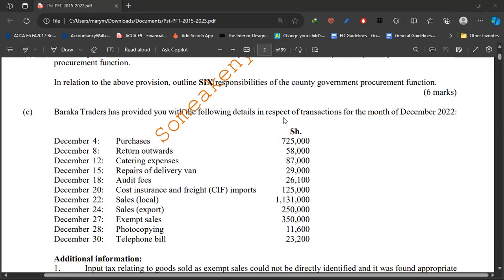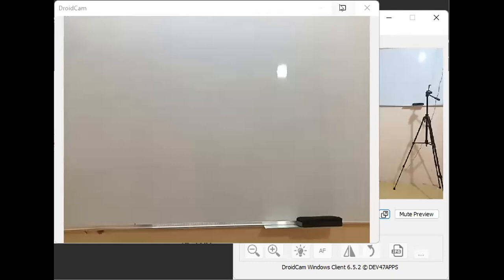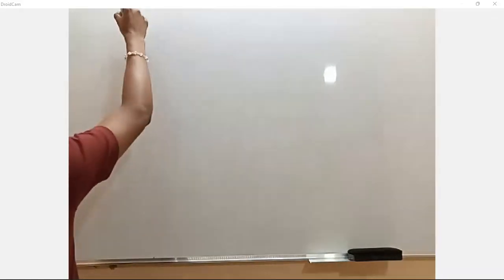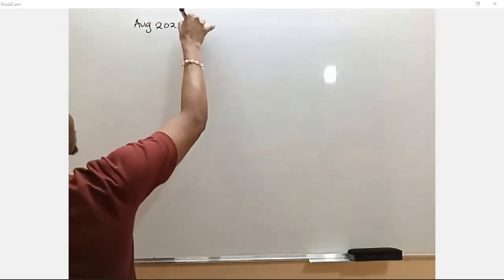I know this question is visible from your end. So we are discussing Baraka Traders. Let us start the question. The first question: the examiner is asking us to do the output taxes. We are doing August 2023, question number 2C.